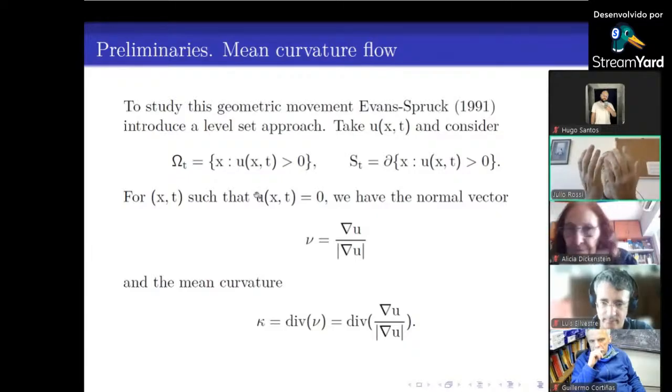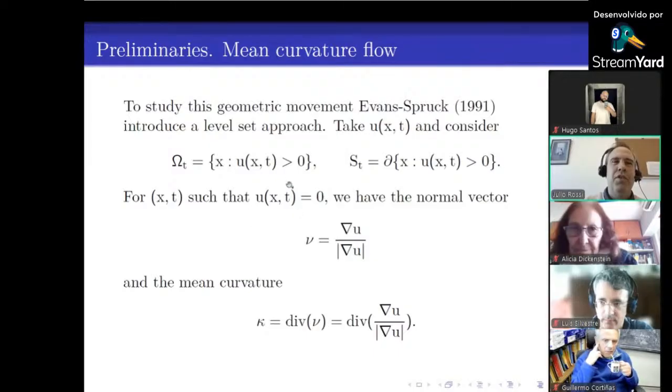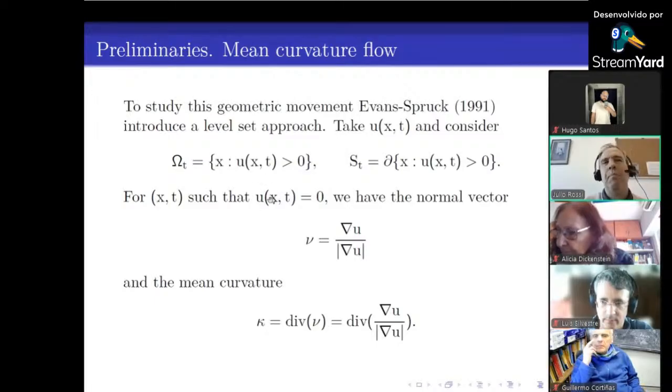So this is your surface, and you want to compute the movement of the surface, the zero level set of this function, according to mean curvature, and see what is the equation that appears in u as a function of x and t.